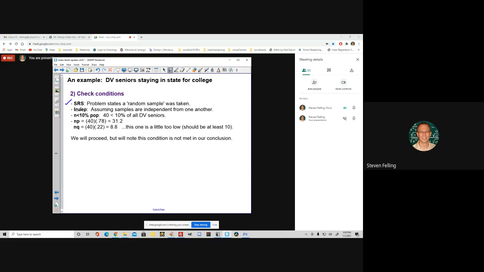We have to assume the samples are independent from each other. In this case, we don't know, so we're going to state that we're assuming that the students in the sample were independent from each other. In other words, we didn't take a bunch of people who were all in speech and debate, so they might be going to similar colleges, for example. It's just a random sample of seniors from the whole school. We have to meet the n is less than 10% of the population criteria. 40 is definitely less than 10% of all DV seniors.